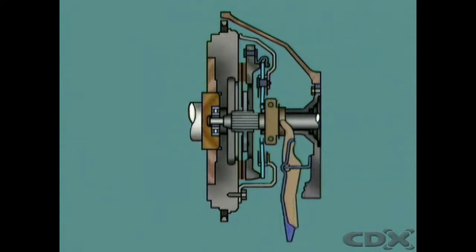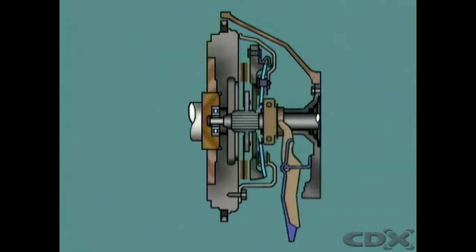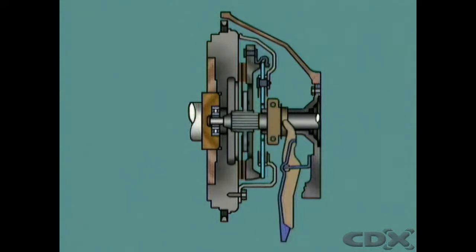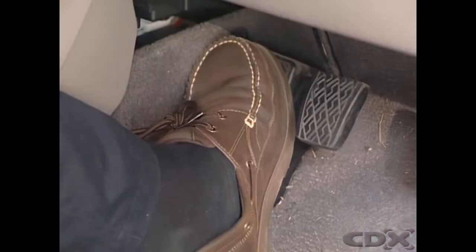Depressing the pedal retracts the pressure plate against the force of its springs and frees the friction disc from its clamping action. Releasing the pedal reapplies the clamping force and reconnects the two units.